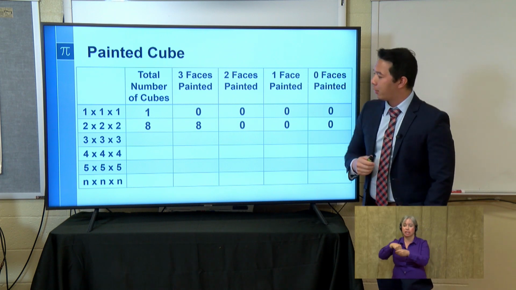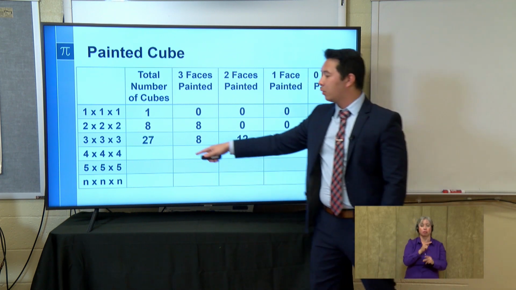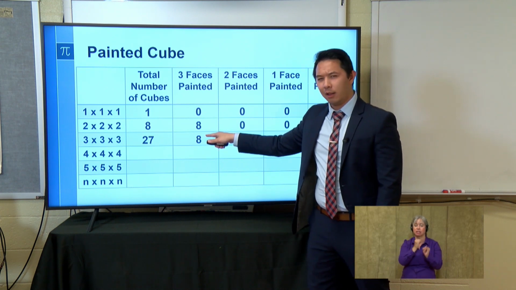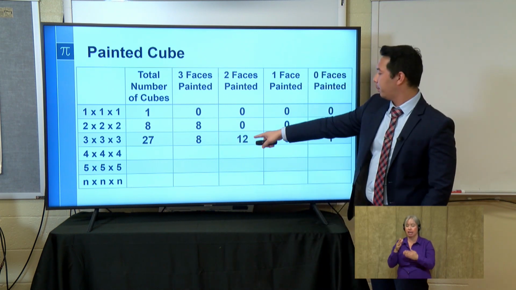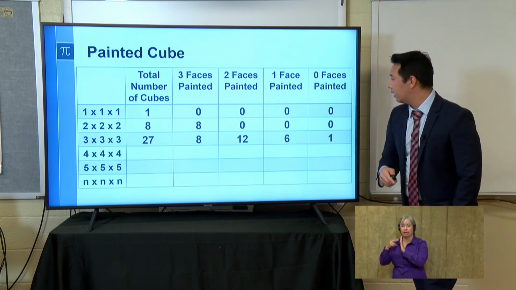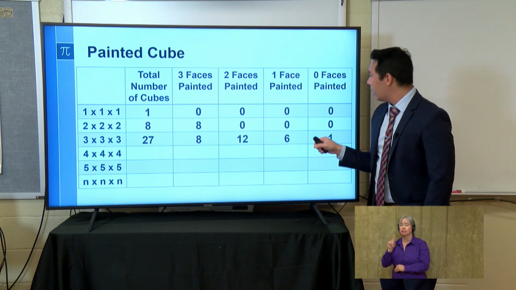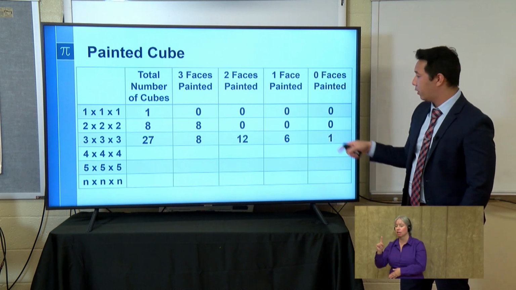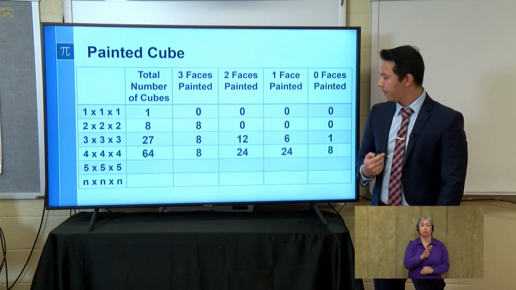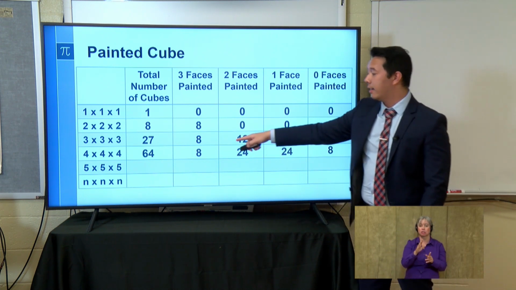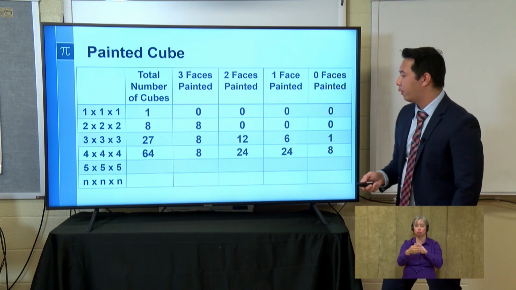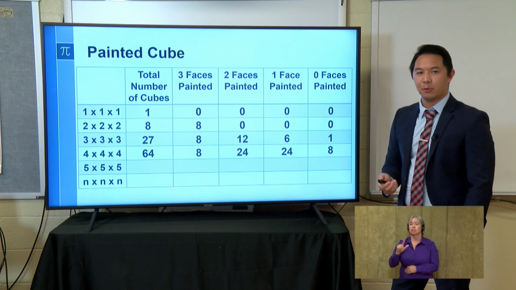If I'm looking at the 3 by 3 by 3 case, we have 27 total cubes, 8 of which will have 3 faces painted. And again, thinking about the location where those are, we have 12 that have 2 faces painted, 6 with 1 face painted, and then that inner cube with no faces painted at all. There's 1 of those. In the 4 by 4 by 4 case that we looked at originally, we have 64 total cubes. Again, there are 8 that have 3 faces painted, and then 24, 24, and 8 to fill out the rest of that table.